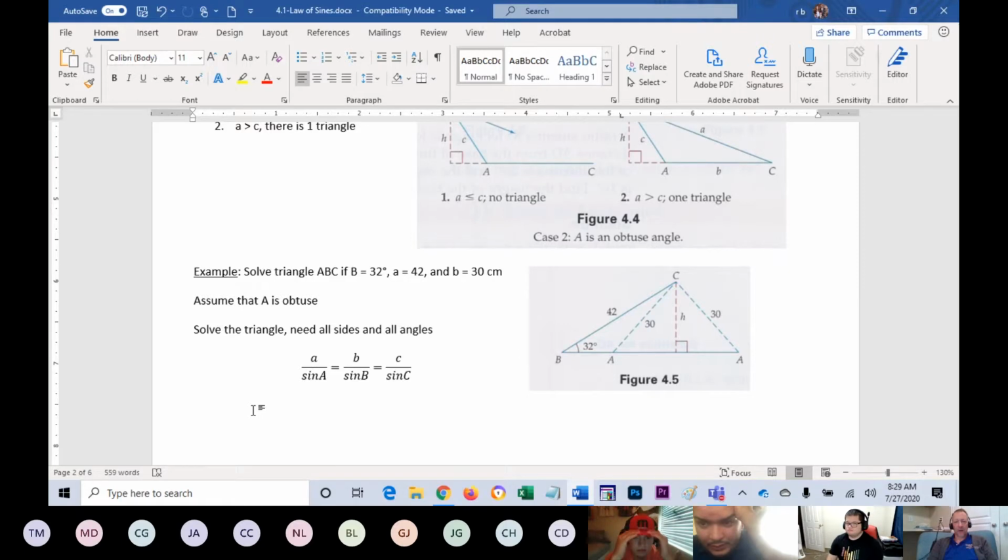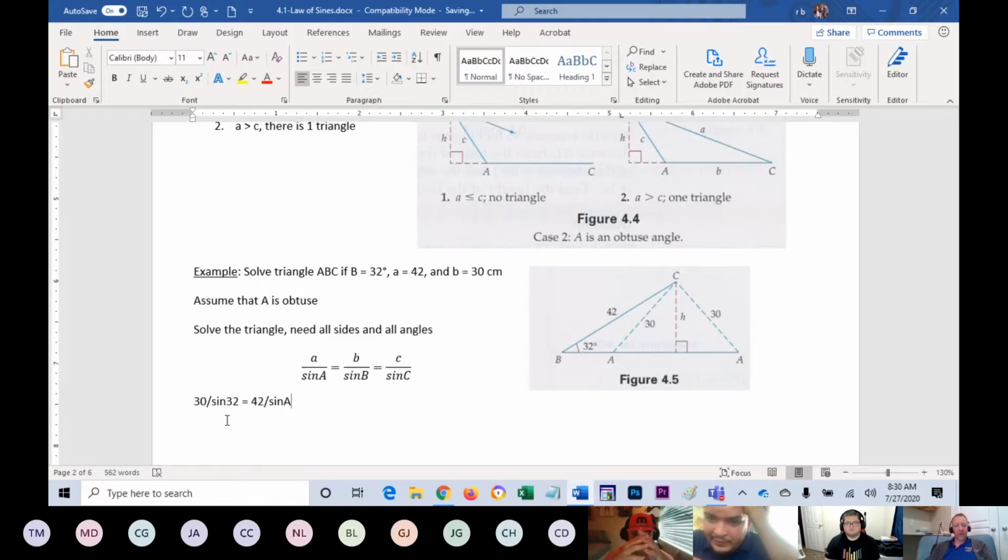If capital B is 32 degrees, then the B is going to be the side opposite of your angle B. So it's 30. So it's going to be 30 divided by the sine of 32 is going to equal what? It's going to equal 42 divided by the sine of A. I'll use a capital A there.